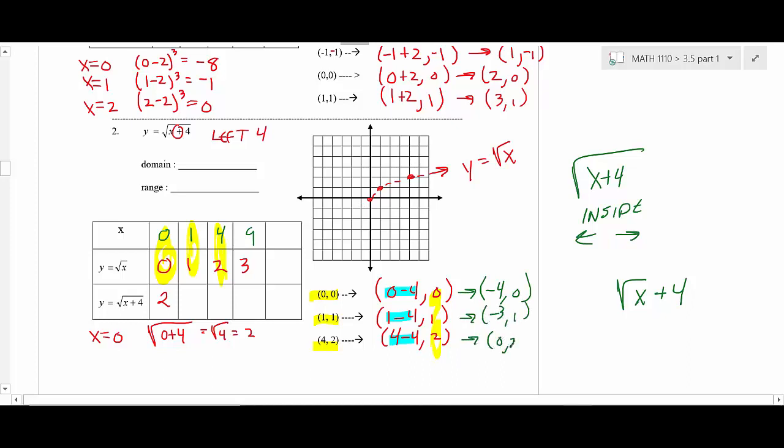Okay, so that's what's going to happen on all these points. This point goes to (negative 4, 0). This point right here goes to (negative 3, 1). And then this point right here goes to (0, 2). So everything gets moved to the left 4 on that function. So if it's a plus, that goes to the left. If it's a minus, that goes to the right. Okay, once you memorize that, then it's easy to do the graph. You can just move things over. That's the idea. Okay? All right. Everybody okay with that?